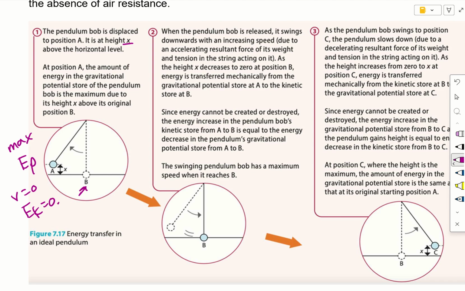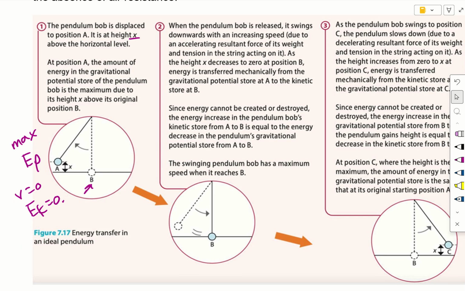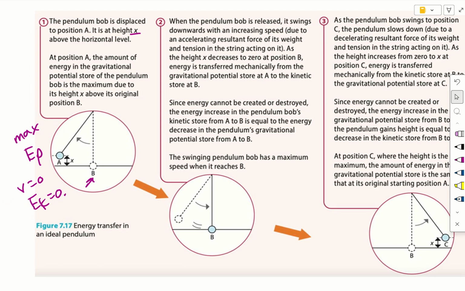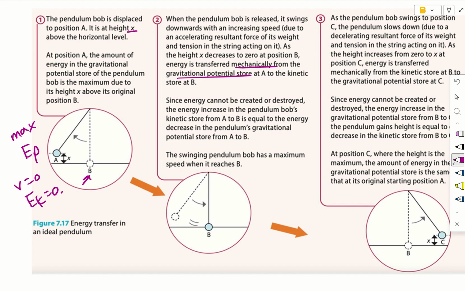Okay, so when we release it, it will swing downwards with an increasing speed due to the accelerating resultant force of its weight and tension. So as the height x decreases to 0, the energy is transferred mechanically from the gravitational potential store at A to the kinetic store at B.